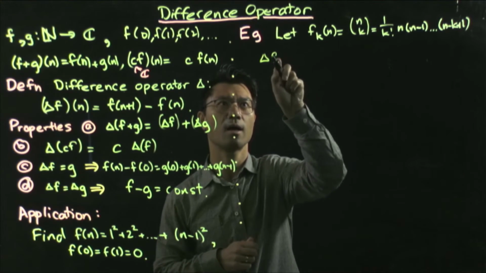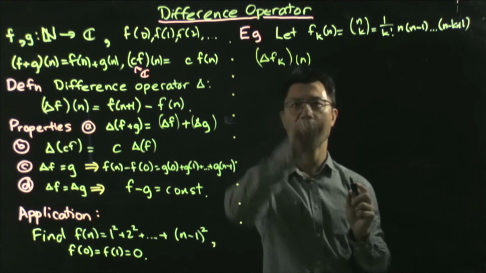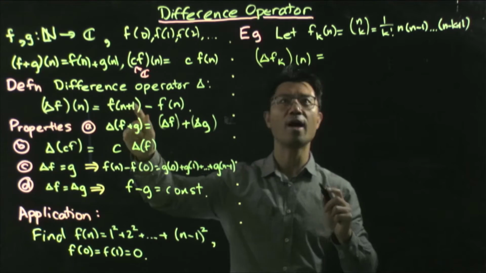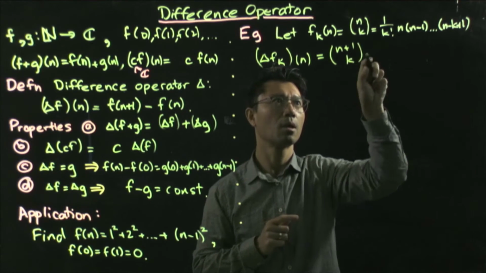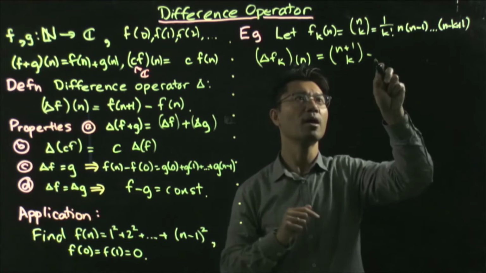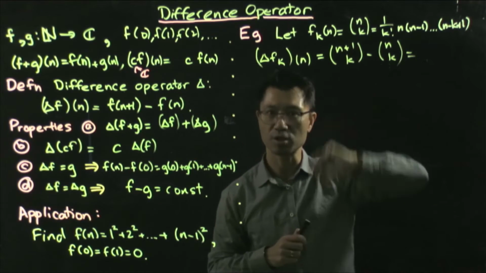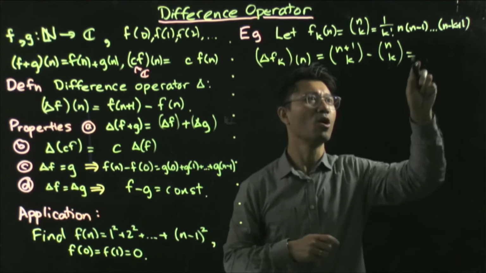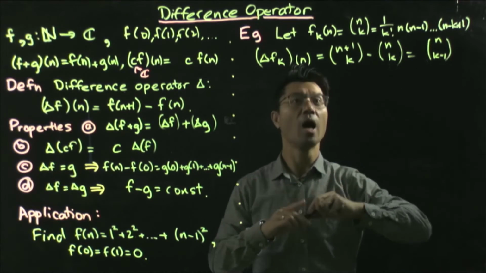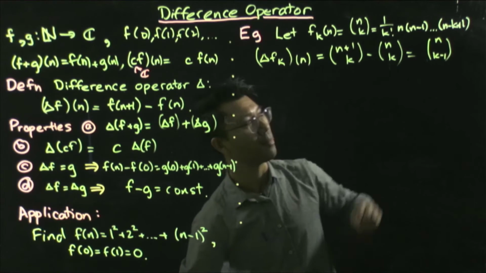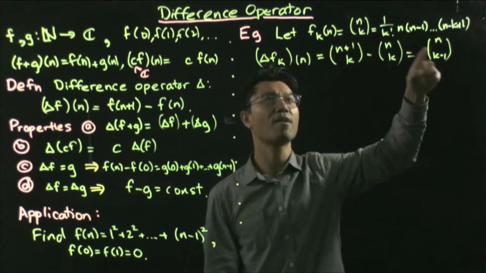Let's look at delta f_k. It's a sequence, so we want to look at what's its value at n. So what you do is you look at the value of this sequence at n plus 1, so that's n plus 1 choose k, and you subtract from it the value at n. So this is n plus 1 choose k minus n choose k. And you know very well what this is. This is just n choose k minus 1. And the good thing about this is that this is basically just the next function down. So this is f_{k-1}.